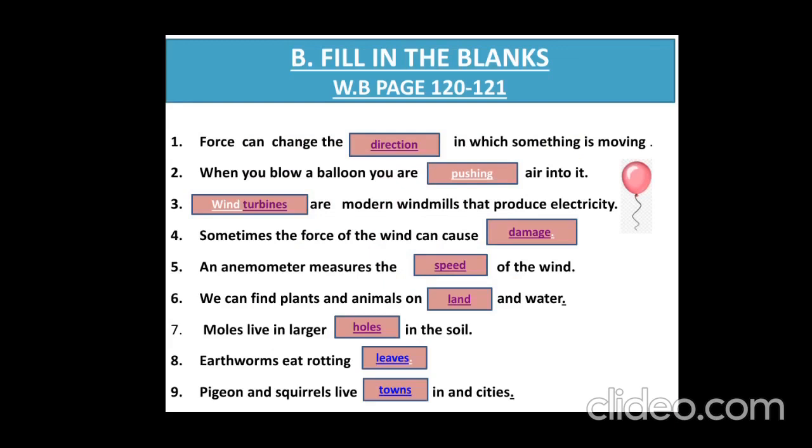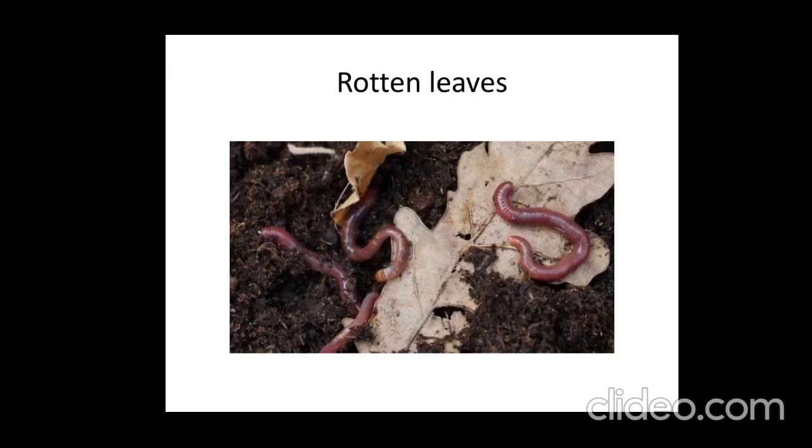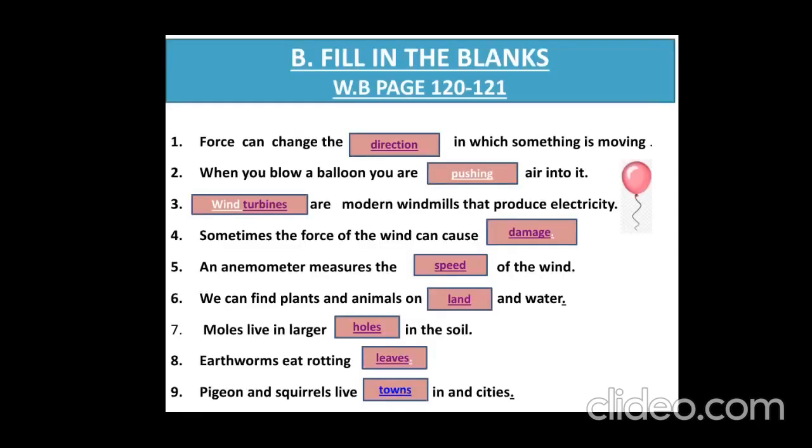Question number 8. Earthworms eat rotting leaves. See, we were just talking about earthworms. Can you see these earthworms here? They are feeding on the rotting leaves. Rotten leaves are not the fresh leaves. They are not fresh. Question number 9. Pigeon and squirrels live dash in ant cities.